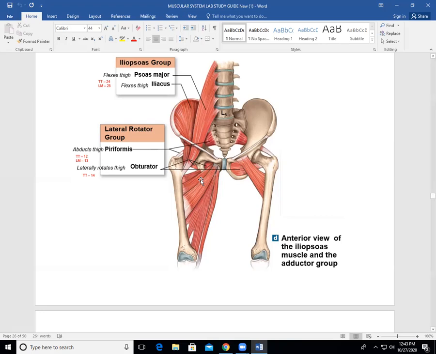Now the obturator, you can see pieces of it back here and here. When it contracts, it helps to do a lateral rotation because the insertion is on the posterior part of the femur. When it pulls the posterior of the femur toward the midline of the body, that in a sense makes you laterally rotate your thigh. Collectively, we call this the lateral rotator group.